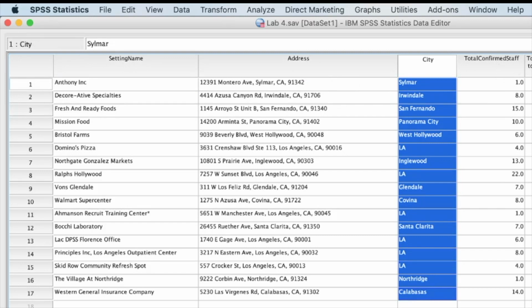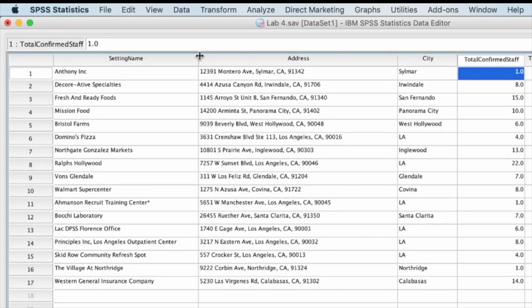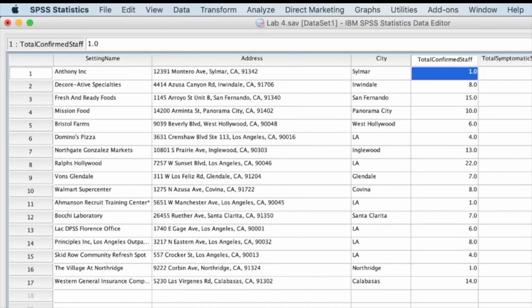Then we have total confirmed staff, total symptomatic staff, and then I included this type. What I was interested in is whether or not for particular types of outbreaks, there are more confirmed staff at those particular outbreaks. So are there more confirmed COVID-19 positive cases at settings maybe like the grocery store compared to the office, for example? Okay, so that's what I was interested in.